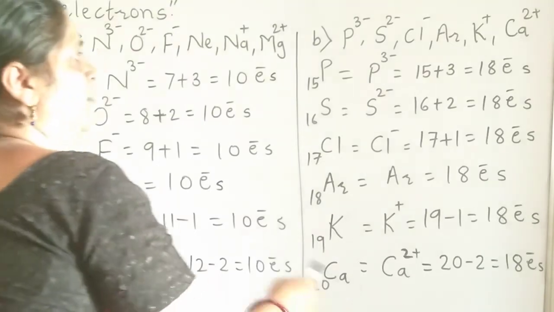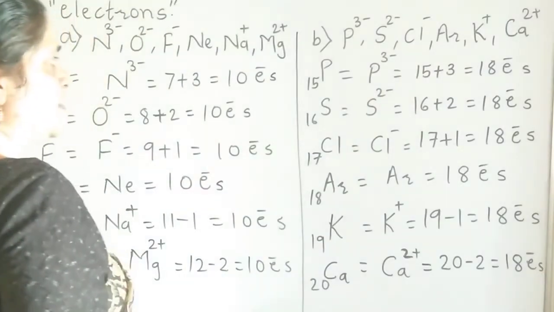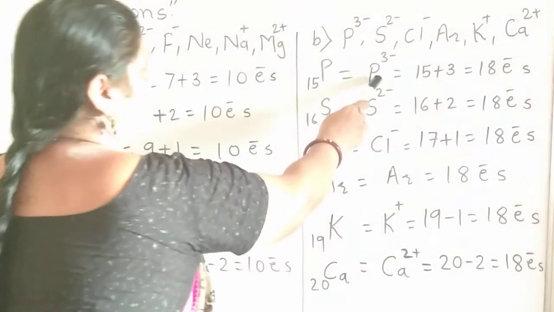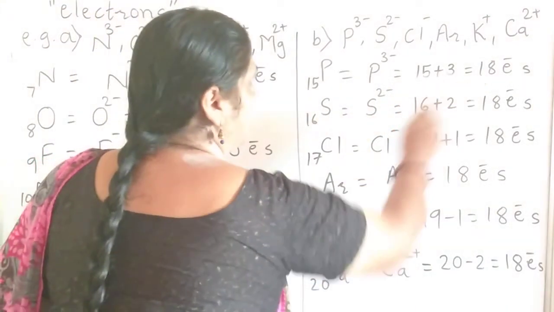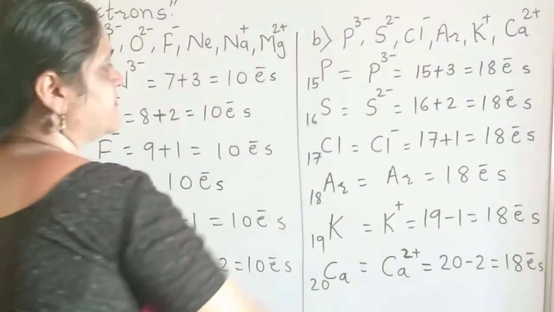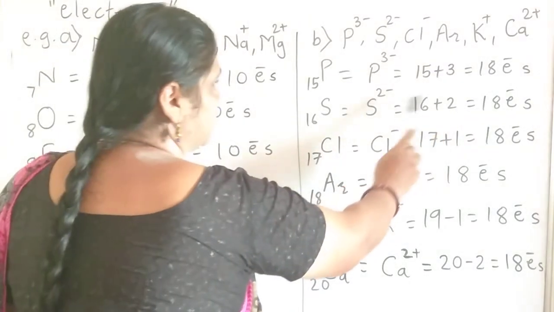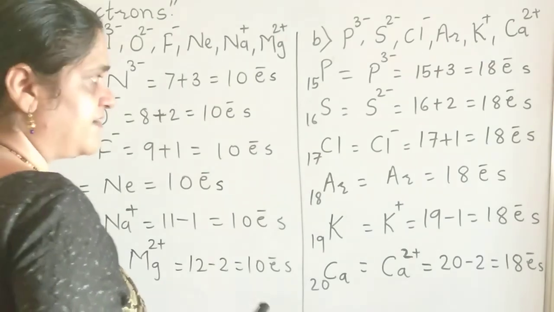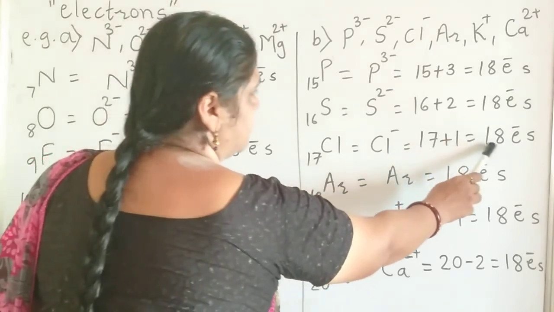Now in another example I have taken the P3 minus ion, S2 minus ion, Cl minus ion, Ar, K plus ion and Ca2 plus ion. Phosphorus has atomic number 15. The P3 minus ion is formed by gain of 3 electrons by the phosphorus atom, so 15 plus 3 is equal to 18 electrons. Sulfur has atomic number 16. The S2 minus ion is formed by gain of 2 electrons, so 16 plus 2 is equal to 18. Chlorine has atomic number 17. When the Cl minus ion is formed, 1 electron is gained, so 17 plus 1 is equal to 18 electrons.